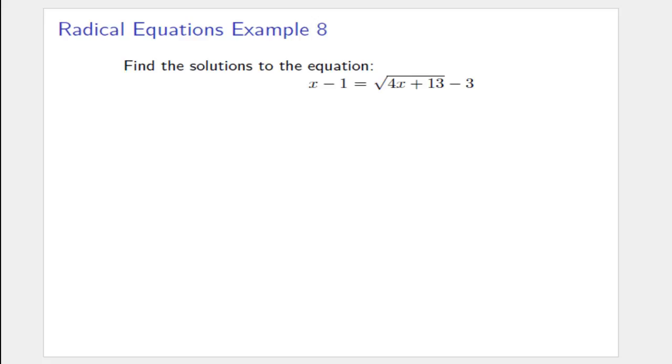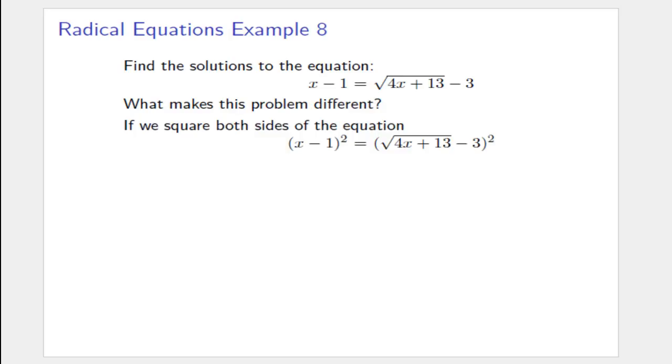In this example, we want to find solutions to the radical equation x minus 1 equals the square root of 4x plus 13 minus 3. Now, what makes this problem different than the ones we were doing before? Notice that we have minus 3 on the side with the square root, but it's not under the square root.